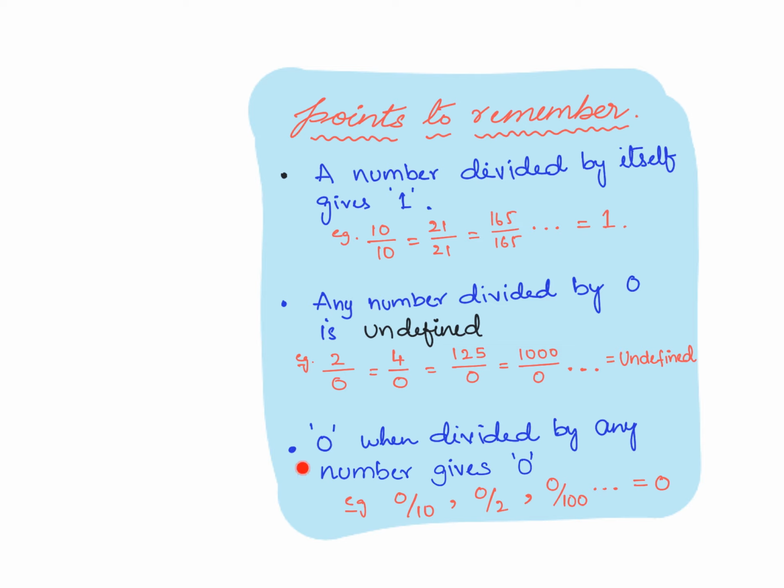Last but not least, 0 divided by any number gives 0. 0 divided by 10, or 0 divided by 2, or 0 divided by 100, or 0 divided by 1 lakh, and so on, you will get only 0.